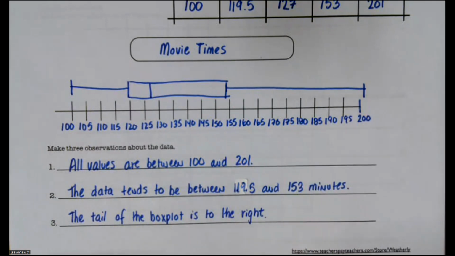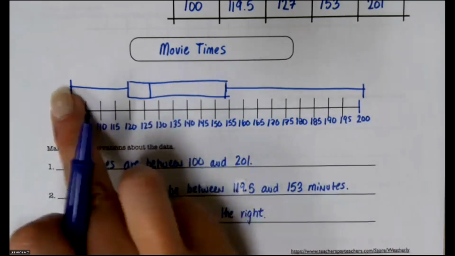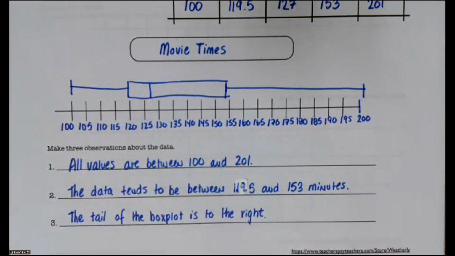These are words you might never have heard before. Box plot, you would know, that's the thing we just made. The tail of it is the longer side. So it's saying this side is longer than that side. The right side is longer than the left side. That's fancy business from stats. Okay, flip the page.